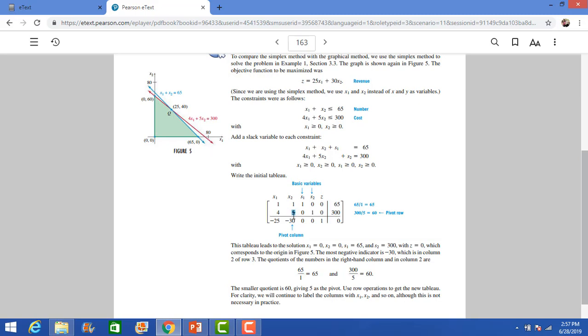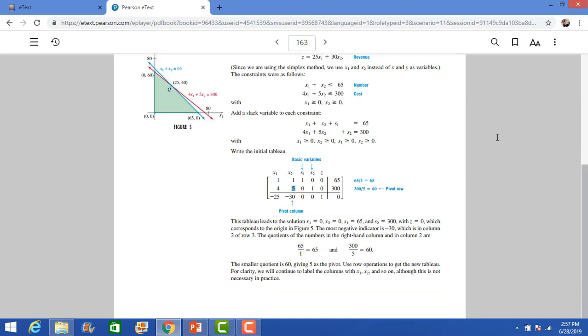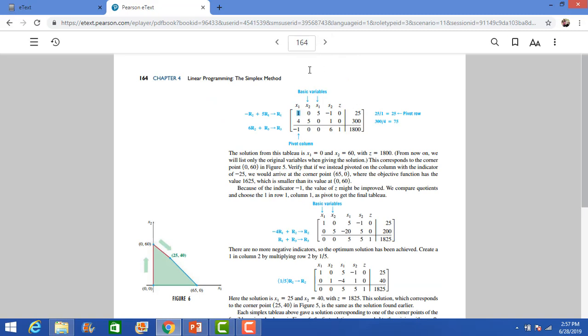And so now we're going to use this pivot to eliminate this and to eliminate this using our elementary row operations. And in doing so, we obtain this. Okay. Now, notice that there's another negative number here. So now we're going to use this as our pivot, since there's no other negative numbers, this is going to be our pivot.